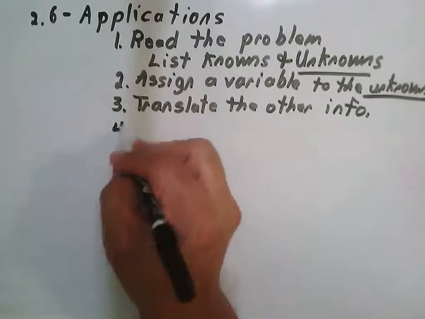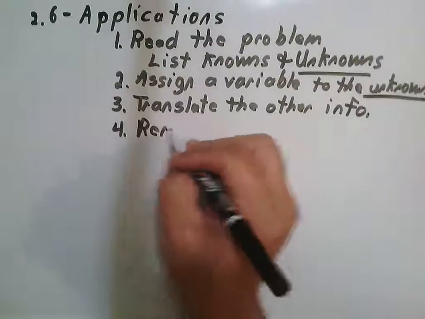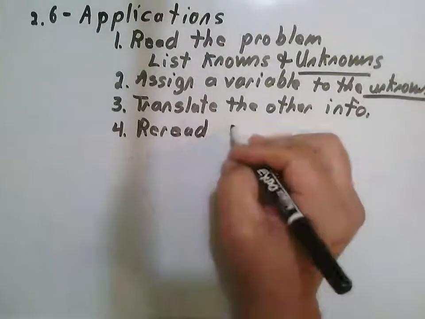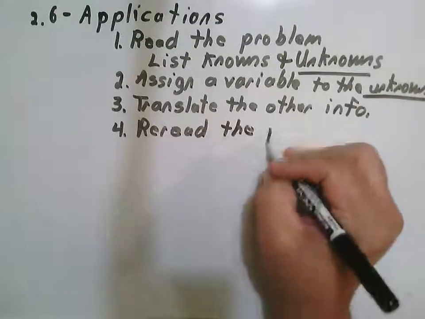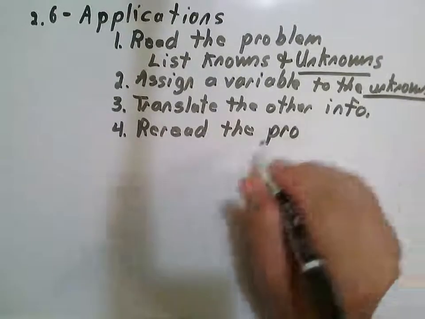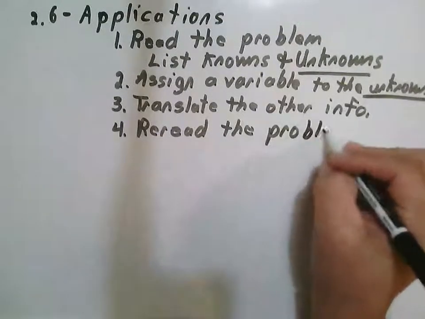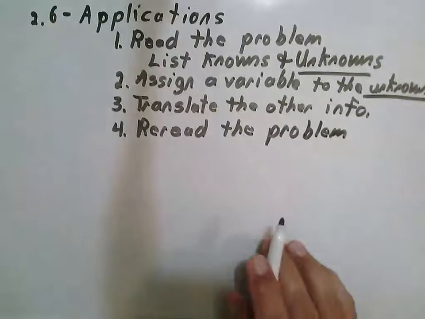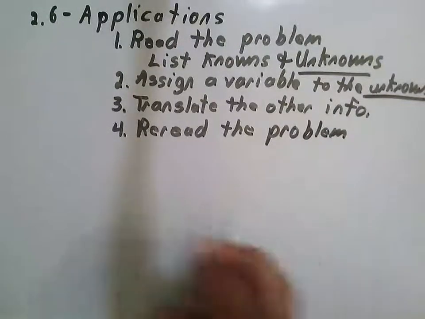But number 4, always go back through and just reread. Make sure you didn't miss something, skip something. Like I said, people's names and all that kind of stuff, they just kind of help you assign variables and things like that. But generally, we're just focusing on the numbers.